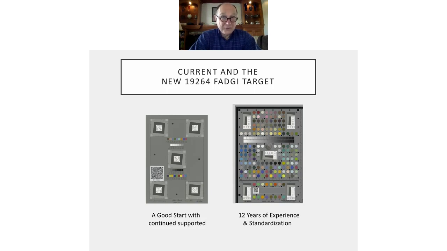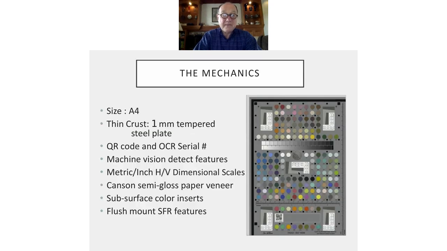That's the full image that we've opened the curtain on, and there on the right is the entire target that we're thinking about. It's a little bit bigger, and I'll tell you what those features are, and that's what we're going to be going through here quickly. Okay, these are the mechanics of it. It's A4 size. For you pizza hounds, it's thin crust. It's a 1 millimeter tempered steel plate. It is flat, so unless you drop it, unless you start bending it, it's going to stay flat.